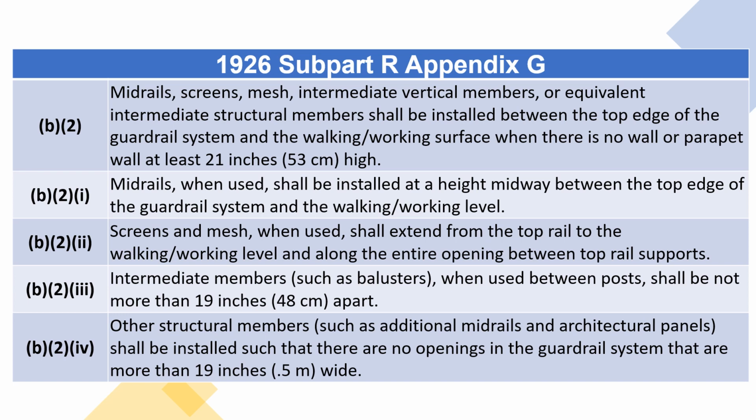Mid-rails, when used, shall be installed at a height midway between the top edge of the guardrail system and the walking/working level. Screens and mesh, when used, shall extend from the top rail to the walking/working level and along the entire opening between top rail supports. Intermediate members, such as balusters, when used between posts, shall be not more than 19 inches, 48 centimeters apart. Other structural members, such as additional mid-rails and architectural panels, shall be installed such that there are no openings in the guardrail system that are more than 19 inches, 0.5 m, wide.